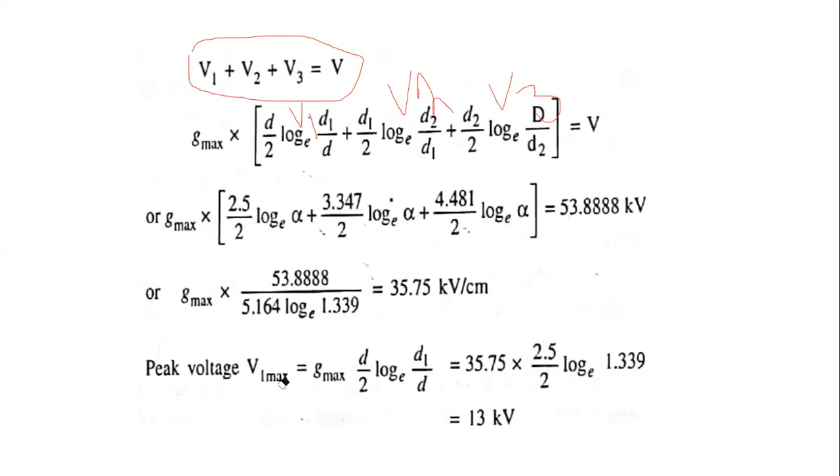This is the V1 max. Therefore V1 max is equal to 13 kilovolts.